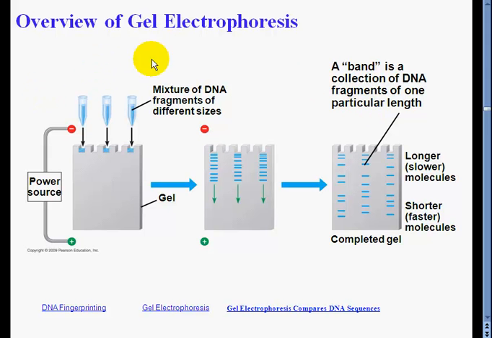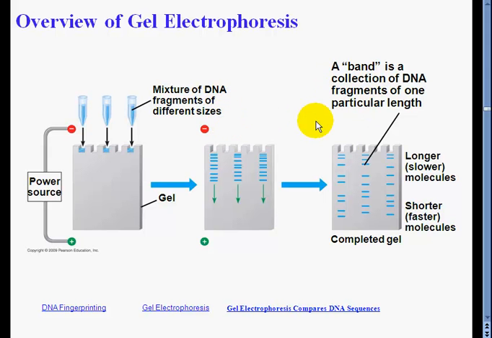So here's the overview. We take DNA fragments from different suspects, different people, and we load them into wells on the gel. Now the gel is connected to a power source. It's negative at the starting point, and it's positive at the ending point. Once you turn electricity on and run it through the gel, the electricity causes the DNA to move from the negative end to the positive end. This is because DNA is negatively charged, and as we all know, negatives repel.